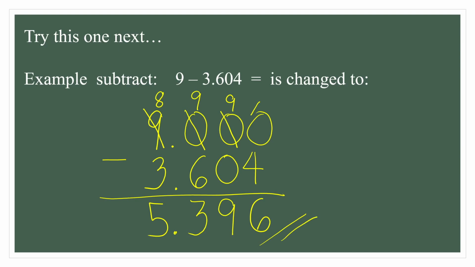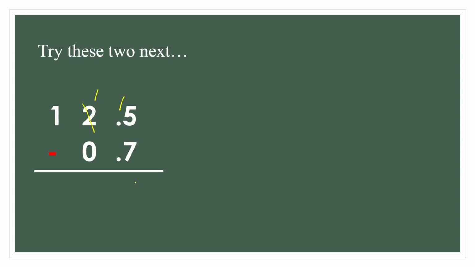Okay, let's proceed to another example. What about this? Can I subtract 5 and 2? No. Borrow. Mahimo ning 1, mahimo ning 15. So 15 minus 7, 8. Bring down the decimal point. 11, 1. That's it. Mao na na answer nato, right?